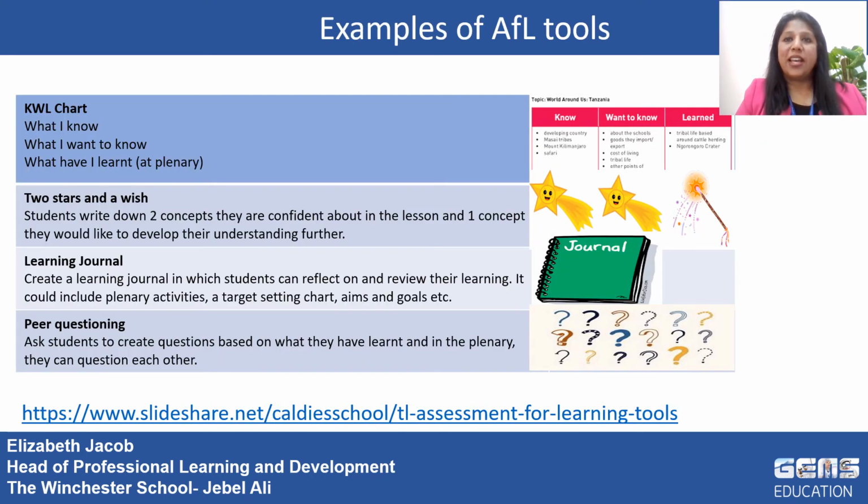In the next 3 slides, you will find examples of different AFL tools that could be used to check the progress. The first one, the KWL chart, is used to check understanding. So you could start this at the beginning of the lesson. As a starter, you could ask them what they know about the topic and what they want to know about it. And towards the end, at the plenary, you could have a recap and ask them what they have learned. So from what they know and what they want to know to what they have learned, that would actually show you the progress.